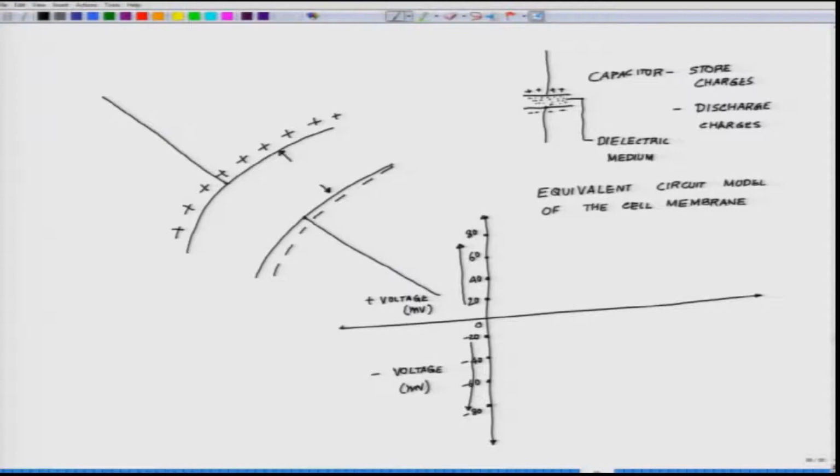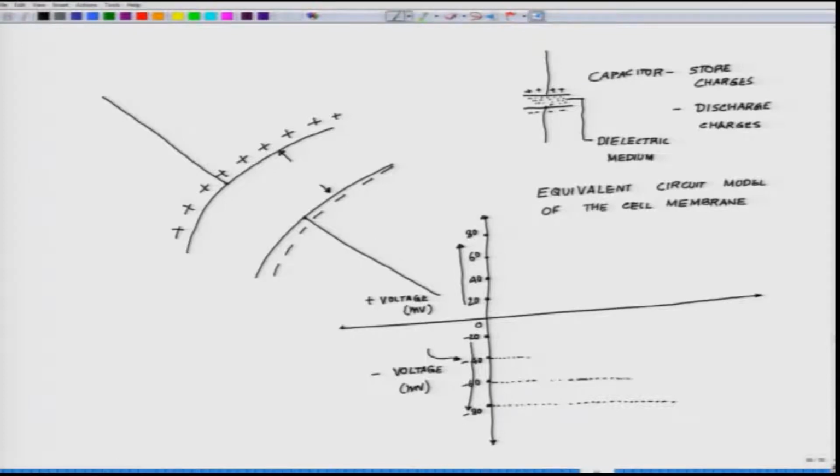Now, most of the cells have their resting membrane potential or RMP sitting here, or some of them sitting here, and yet there are some which sit here. We will talk about these kind of cells which are sitting at minus 40 later. At this point, we will only talk about the cells which are sitting at minus 60 or minus 80 millivolt.